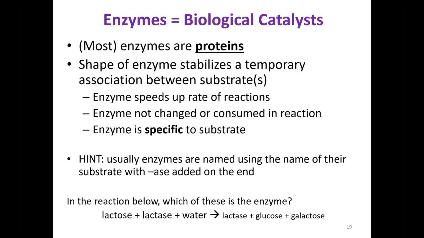Most of them are proteins for now. In this chapter, we'll go ahead and say they're proteins. And the shape of the enzyme stabilizes a temporary association between substrates. So the enzyme speeds up the rate of a chemical reaction, but the enzyme itself is not changed or consumed in the reaction. And enzymes only work on specific substrates. So enzymes only react with specific reacting material. Usually in enzymatic reactions, enzymes are named for the name of their substrate with the ending "ase" added to the end. So in our reaction below, which of these is the enzyme?